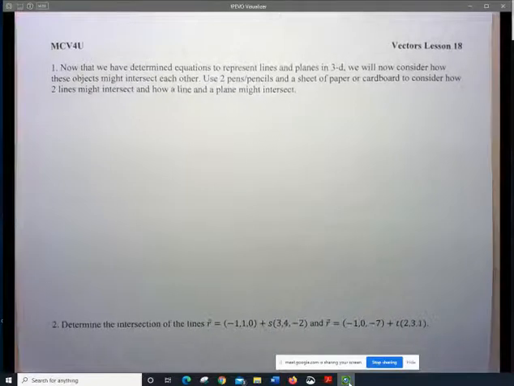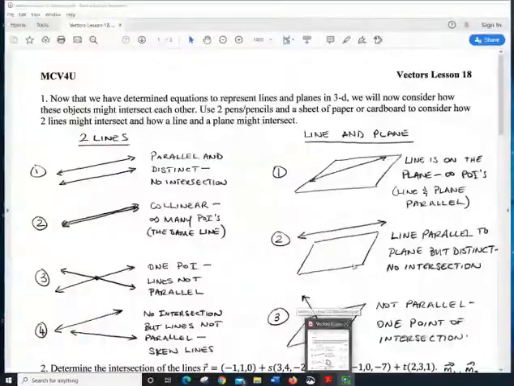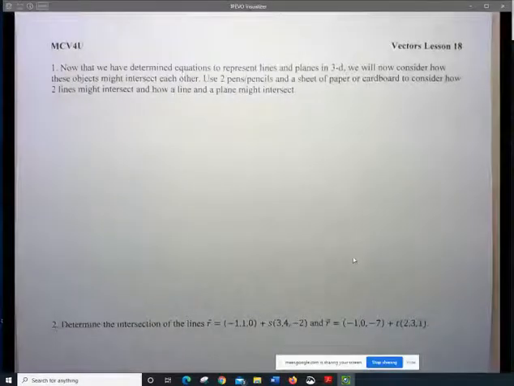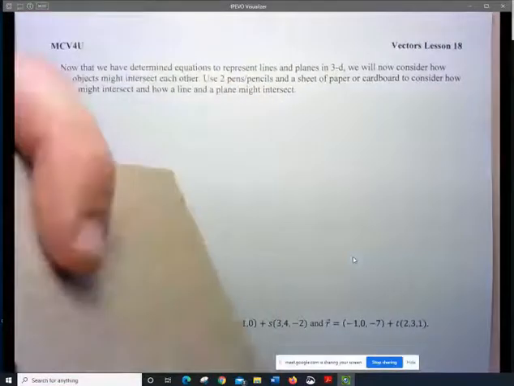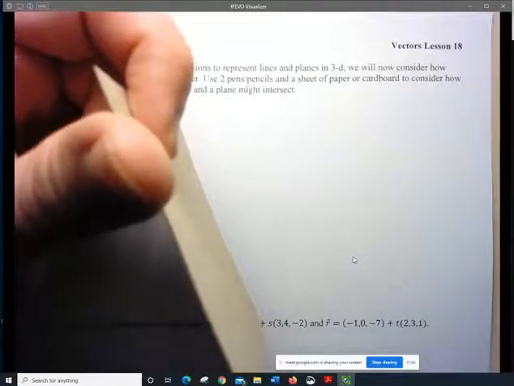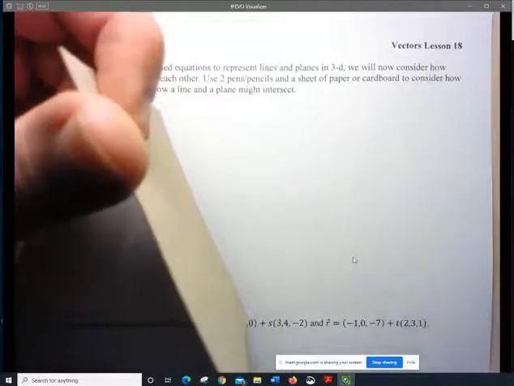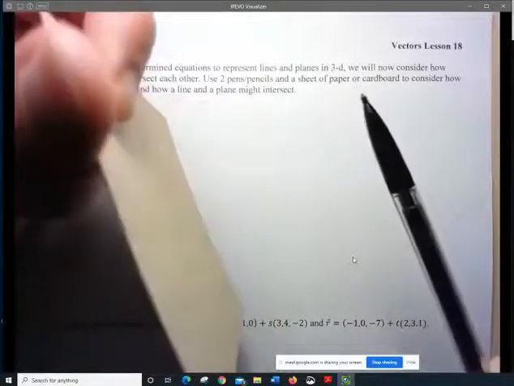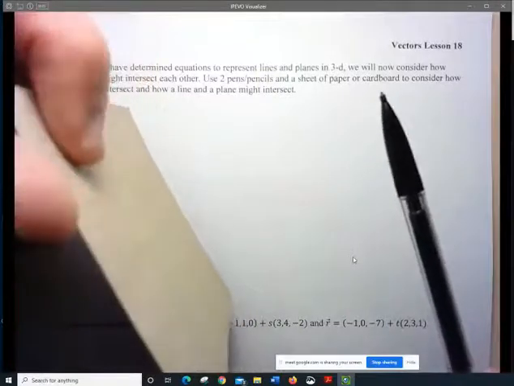All right, so now what about a line and a plane? Well, I guess I didn't quite want to show that yet. So what do we have with a line and a plane? Well, who wants to describe the scenarios? There's my line, there's my plane. Who's going to describe the scenarios here?